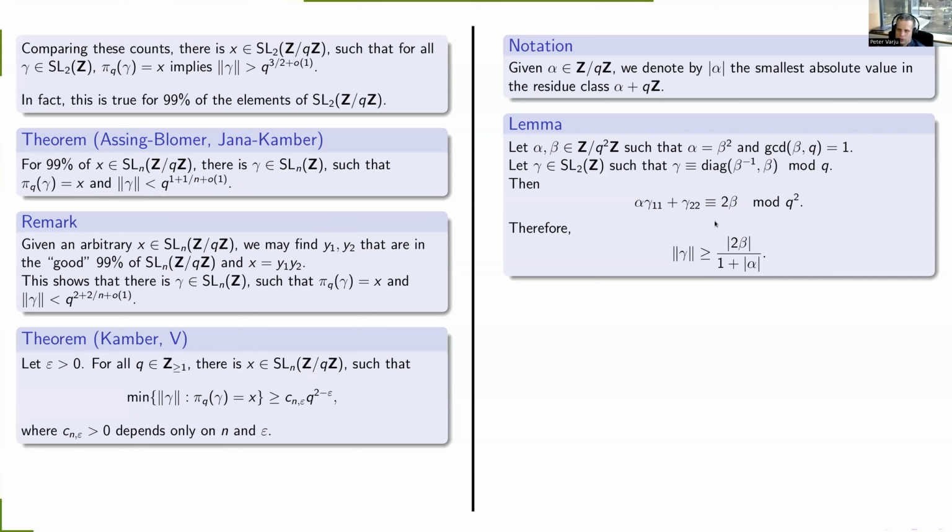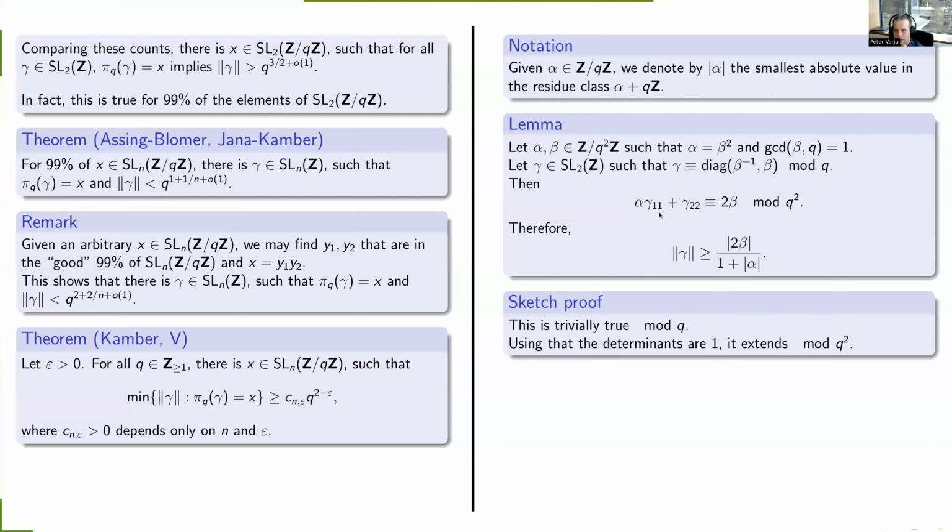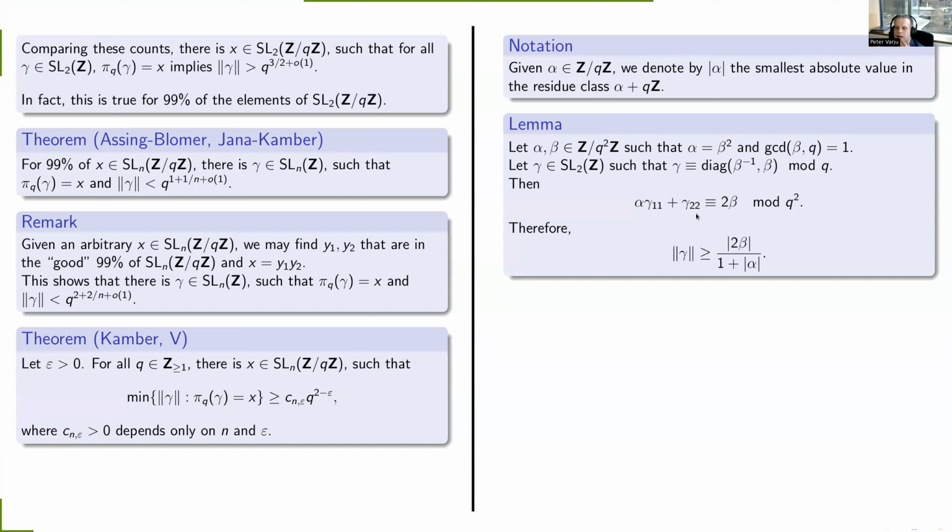So I'm going to use this lemma with suitable alpha and beta such that 2 times beta is going to be large. So the smallest integer in the residue class is going to be almost as big as Q square. But on the other hand, alpha is going to be something very small. And if that's the case, this will imply that gamma must have a large entry. Why? Well, assume that both gamma 1,1 and gamma 2,2 would be smaller than this number that I claim here.